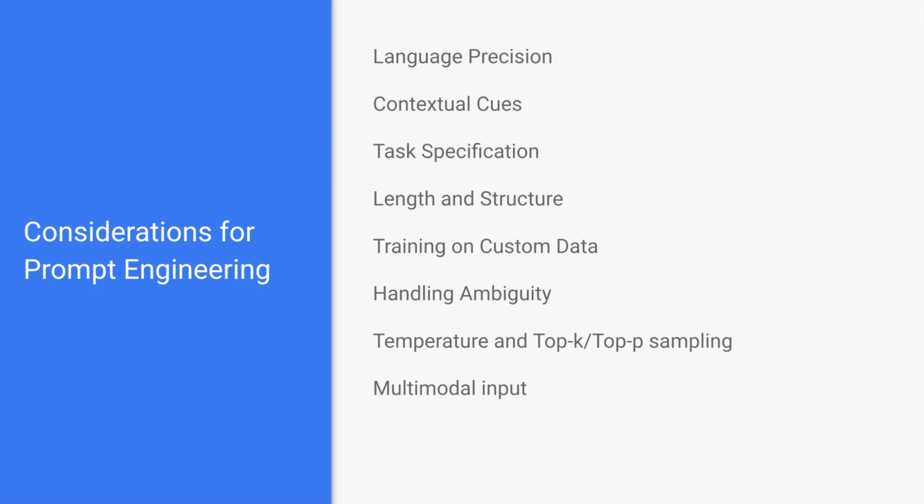Handling ambiguity. This involves anticipating potential ambiguities in the prompt and addressing them to avoid misinterpretations by the model. Adding clarifying details can enhance the accuracy of the responses.